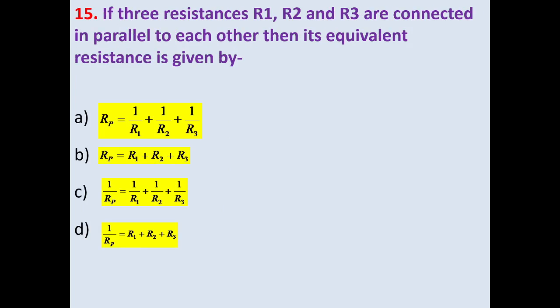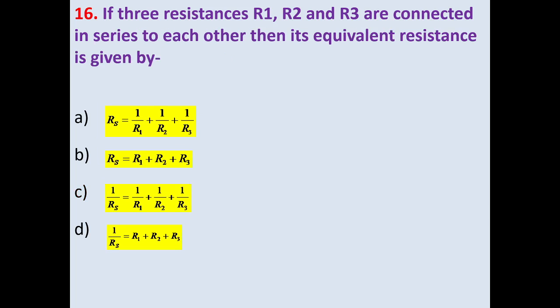If three resistances R1, R2 and R3 are connected in parallel to each other, then equivalent resistance of parallel combination is given by. So we know that according to law of resistances, when they are connected in parallel, we have to find out equivalent resistance of parallel combination Rp, and it is given by equation 1 upon Rp is equal to 1 upon R1 plus 1 upon R2 plus 1 upon R3. If three resistances R1, R2, R3 are connected in series to each other, then its equivalent resistance is given by the formula Rs is equal to R1 plus R2 plus R3.